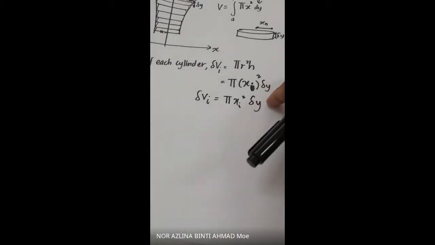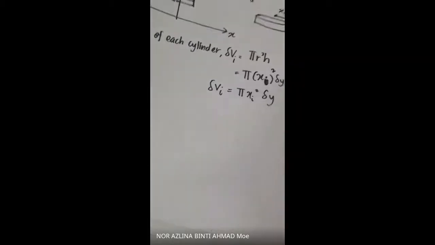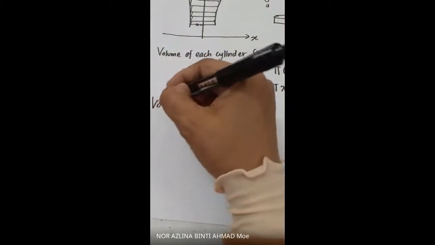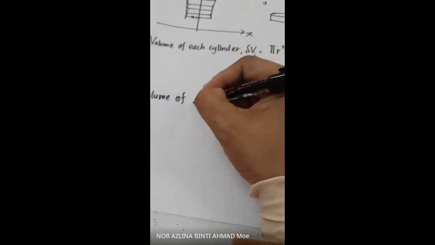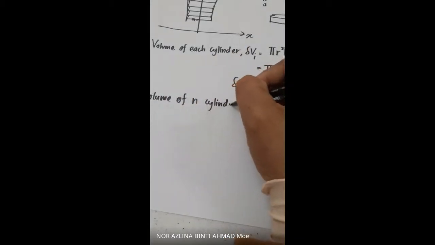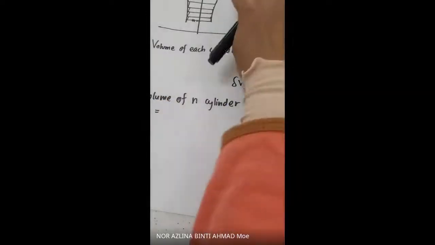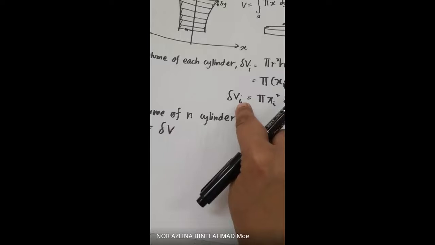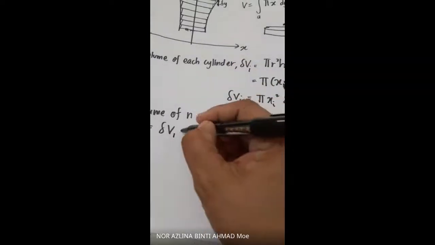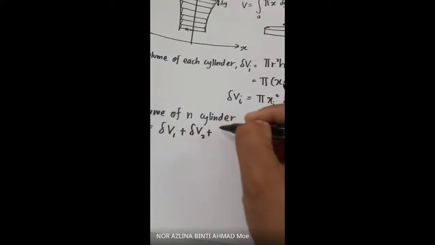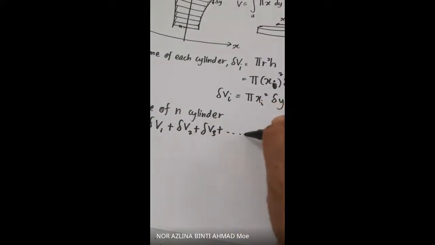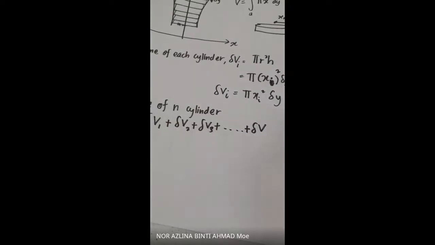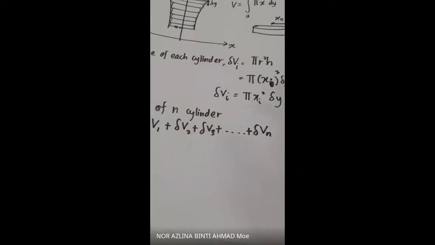Okay, this is the volume of each cylinder. But we want the volume of N cylinder. N sampai atas. So, dia mesti akan jadi delta V. Ini saya kata nombor boleh start daripada, memang start pada 1. Delta V1, delta V2 plus delta V3 sampai berapa? Delta Vn. Sebab kita tak tahu N tu berapa, berapa silinder yang dapat dalam bentuk ini.